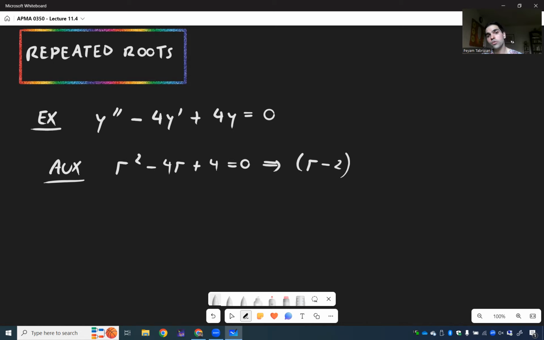minus 2 squared equals 0, and that gives you r equals 2, but which is repeated twice, because it's really r equals 2 or r equals 2. Twice.